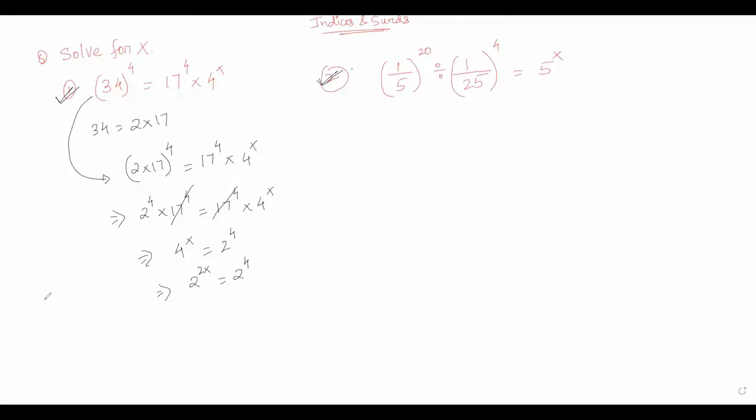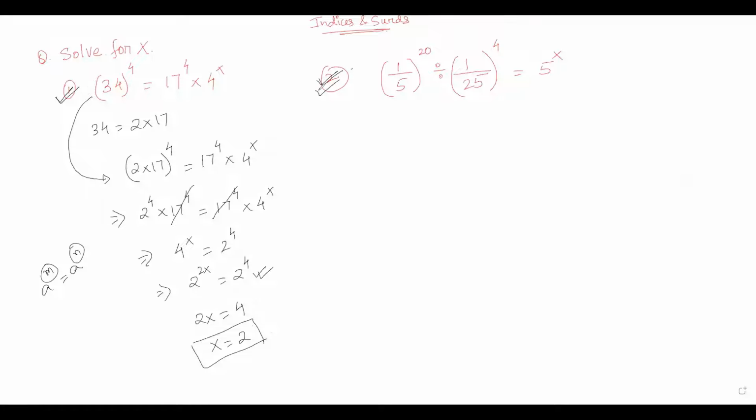Now, if we use the rule of indices, a raised to power m equals a raised to power n, in that case, m would be equal to n. So here, 2 raised to power 2x is equal to 2 raised to power 4. So we can write 2x would be equal to 4. So the value of x would be 4 by 2, that is 2.